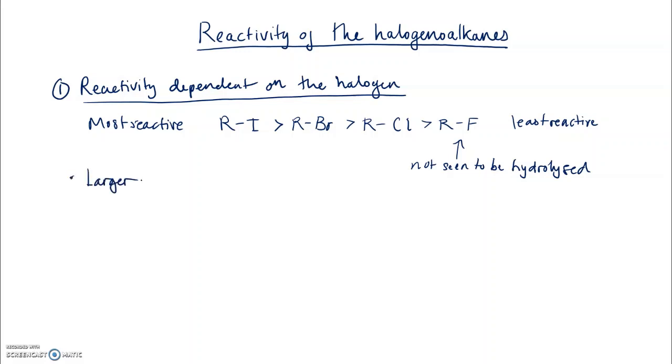So larger halogens give a longer CX bond. Now, if your CX bond is longer, that means that the shared pair of electrons in the bond, the bonding pair, is further from the nuclei of both atoms. And this means that the bond is weaker.